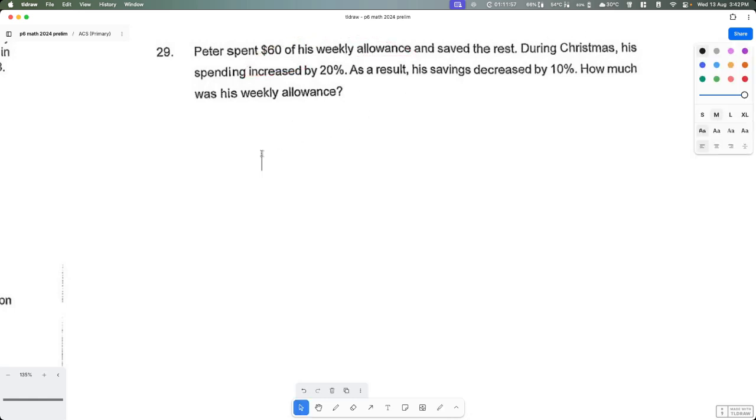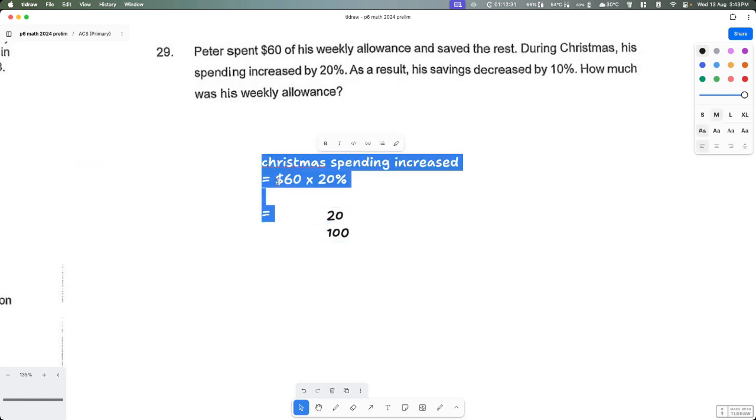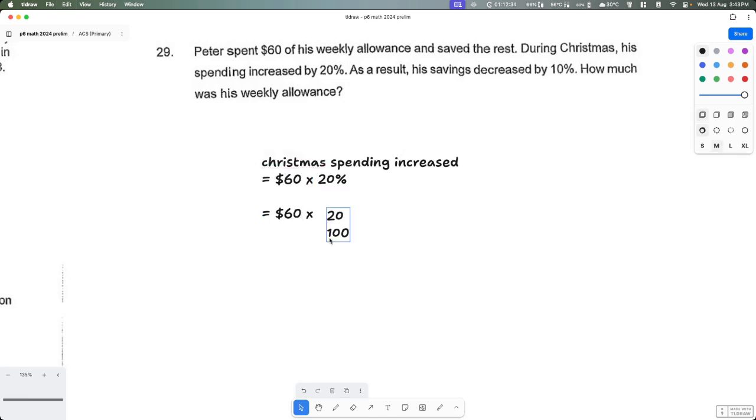So during Christmas, the Christmas spending increase is equal to $60 times 20%. So in this case, 20 out of 100. I'll just put it here first: $60 times 20 out of 100.